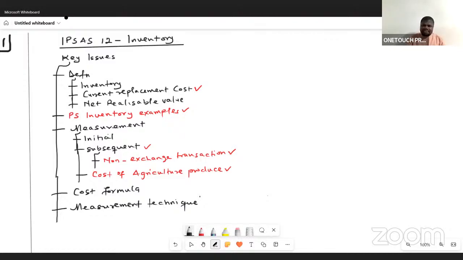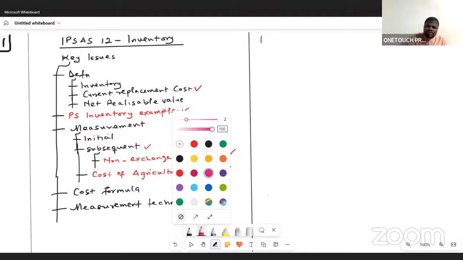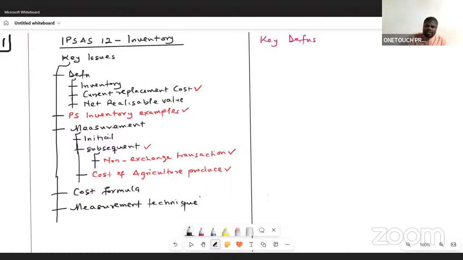All right, so let's begin. Let's start. When we say inventory under IPSAS 12, what do we mean? We are starting with the key definitions. The first one is inventory.